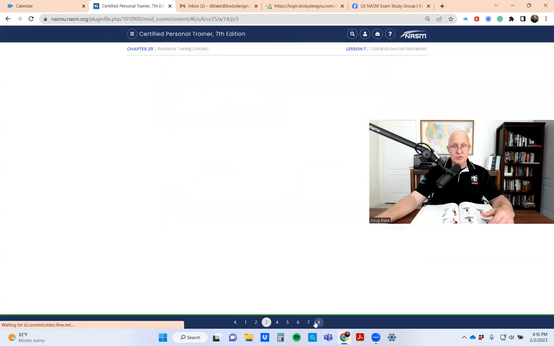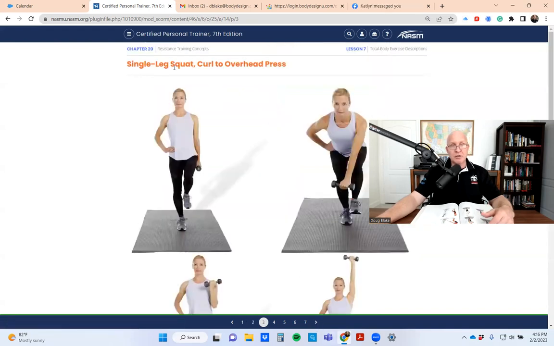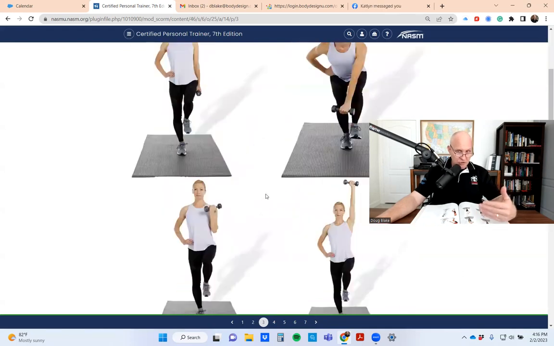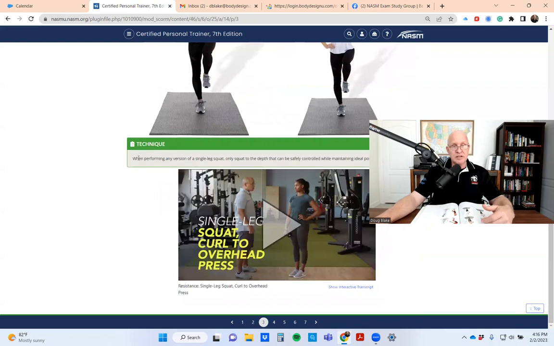underactive muscles. Here's another one, single leg squat curl. Where is NASM explaining to you how to cue properly? Well, technically right here: when performing any version, only squat to the depth that can be safely controlled while maintaining what? Say it out loud, everybody. Ideal posture. You saw ideal posture with the 5 kinetic chain checkpoints.